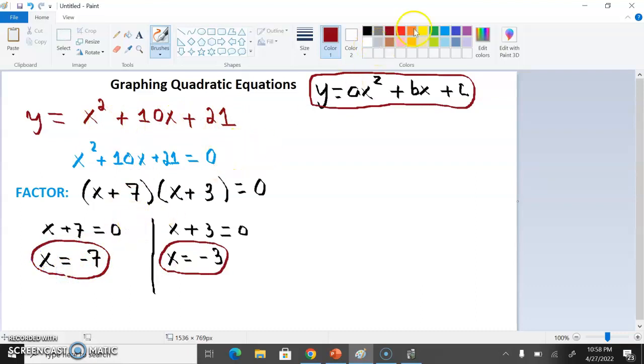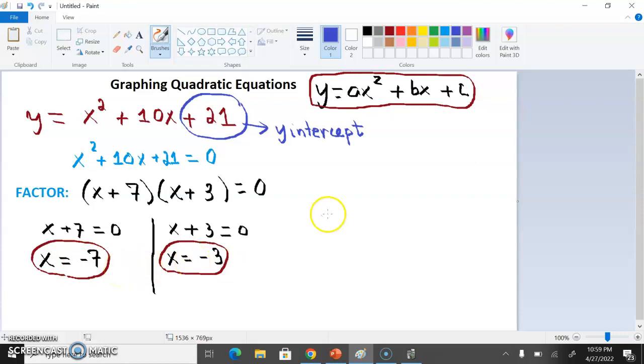Now, if we go back to the equation, we know that the positive 21 is the c term. And this c term right here is going to be your y-intercept. Okay, so now I have the y-intercept. I have the zeros, the two zeros, or the two x-intercepts.